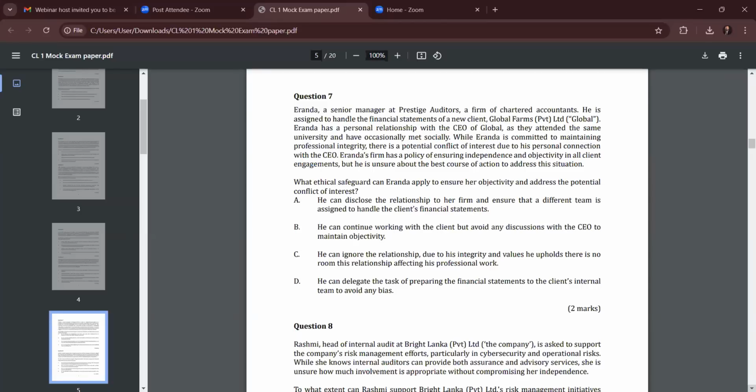Too familiar, right? He can disclose the relationship to the firm and ensure that a different team is assigned to handle the client's financial statements. Better to do that, no? Because of the close relationship between the manager and the audit client's CEO, Eranda better not do it. Inform the audit firm and ask them to appoint a different auditor. I think the answer is A.